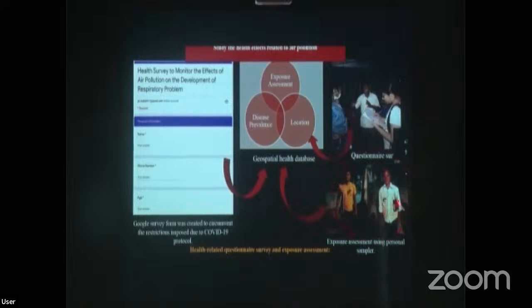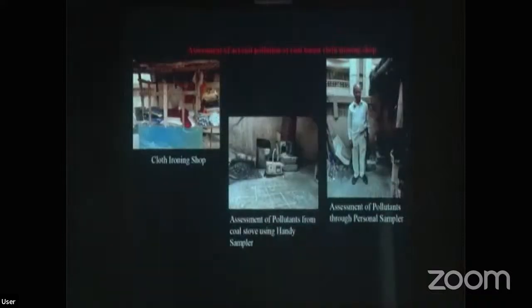Exposure, you can see the person who is doing that work is carrying the sampler, and it is having an impinger which is representing his normal inhalation rate, and that entire particle is deposited into a filter paper kept inside the holder. So these are some scenarios where we put the samplers.